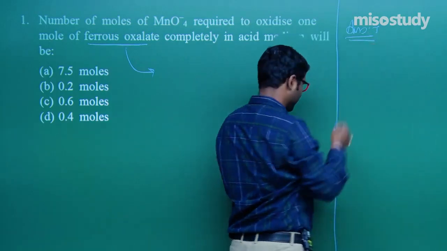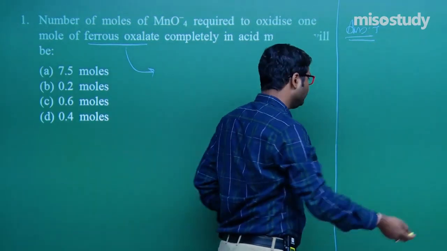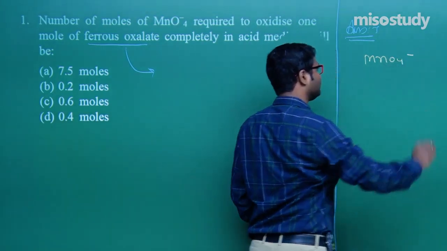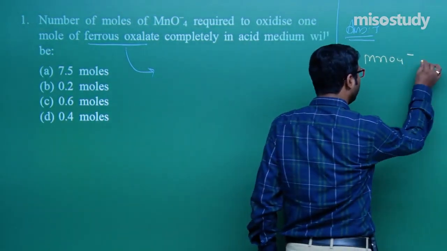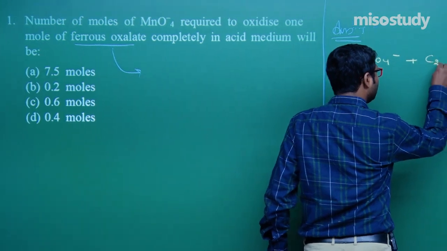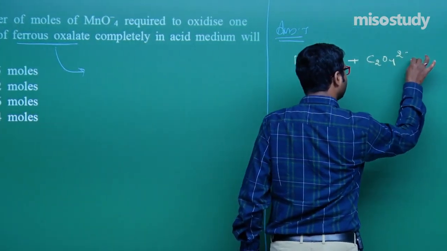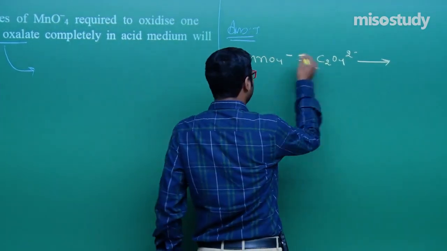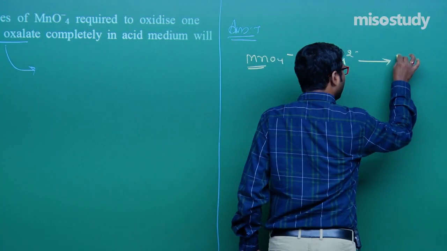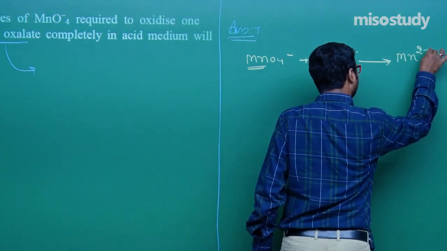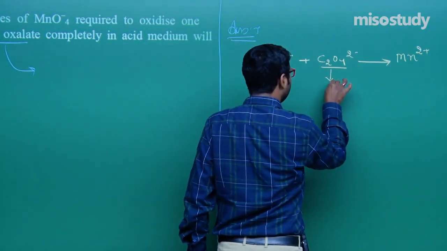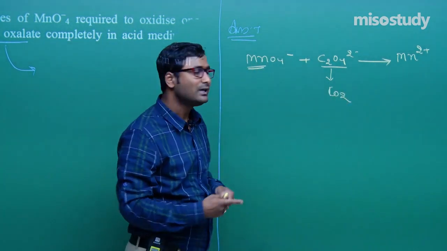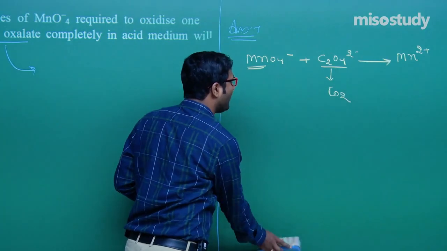Question number 1. MnO4 minus, required how many moles, plus C2O4 2 minus. Clear to you? This is the reaction. Definitely it will convert into Mn2 plus ion and this will convert into CO2. This is the reaction. Now how to proceed, how to balance?